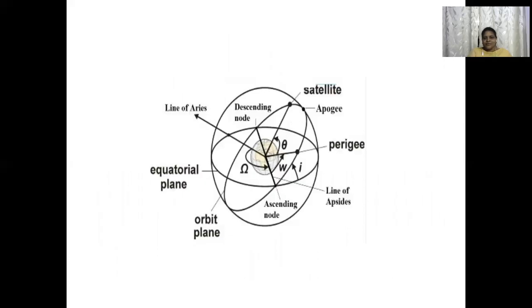Here if you observe, there is the ascending node and descending node. You can see the satellite, apogee, perigee. The farthest point from the center is apogee, and the closest point, the shortest point, is perigee. Then you can also see the descending node, and the ascending node. Here you can see the equatorial plane, then the orbital plane, meaning the orbit, then the line of Aries, all this you can see in this particular diagram.